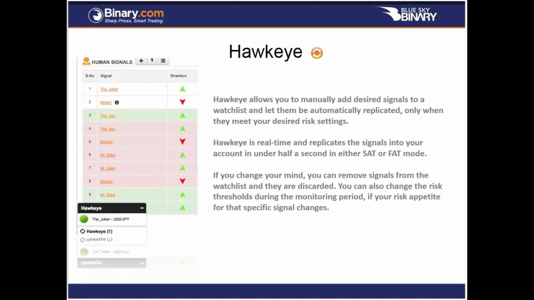So we have mentioned the Hawkeye a few times in this webinar. The Hawkeye is the Hive ultimate risk management system. The Hawkeye allows you to manually add desired signals to a watch list and let them be automatically replicated only when they meet your desired risk settings with the SAT mode. With the FAT mode, you can just set the Hawkeye risk management for each signal stream, and then you don't have to intervene manually in any way.